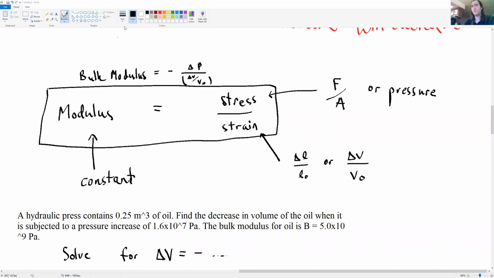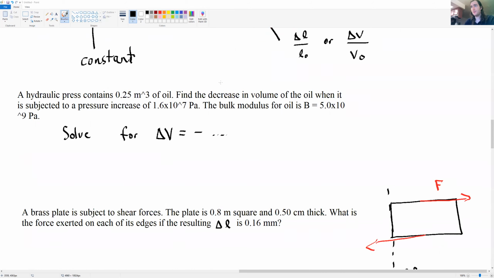Okay, so we can use the bulk modulus equation, B equals minus delta P over delta V over V0. And we can solve for delta V by just moving the delta V over to the other side. So leave the minus sign where it is. We're going to have to divide by the bulk modulus.